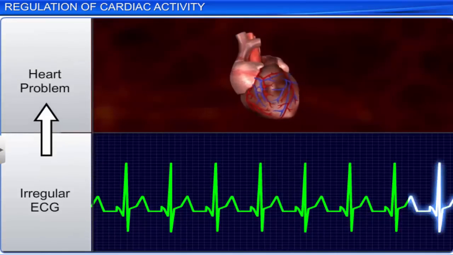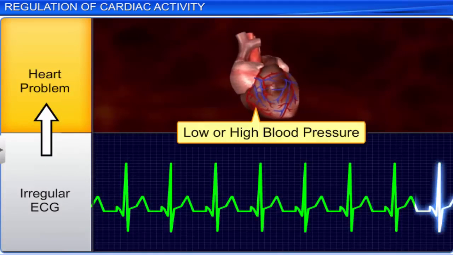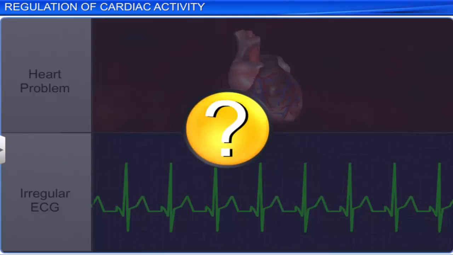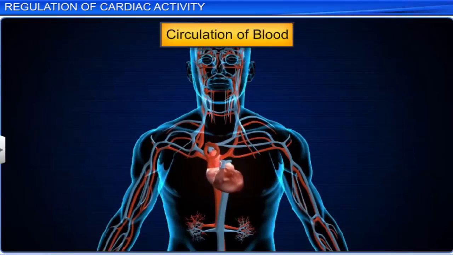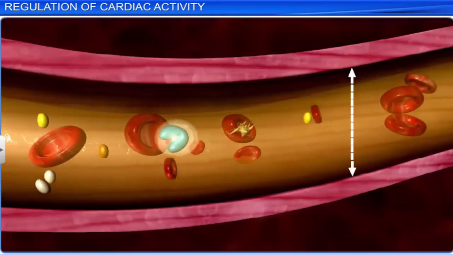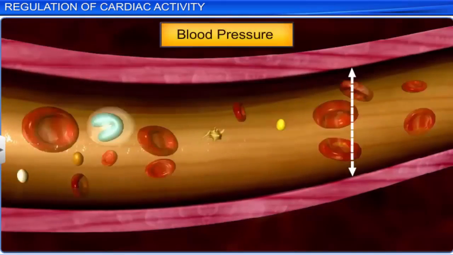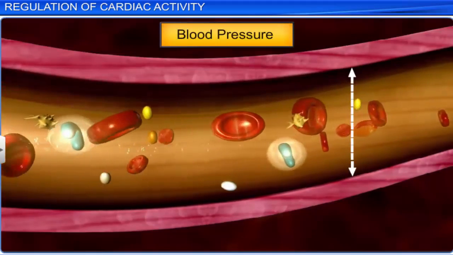Hence, any deviation from the standard ECG signals a problem relating to the heart. Most heart-related problems are related to drastic changes in blood pressure. Now let us see what blood pressure is. During circulation, when the heart pumps, blood rushes through the blood vessels, exerting some pressure on the walls of the blood vessels. This is called blood pressure or BP.